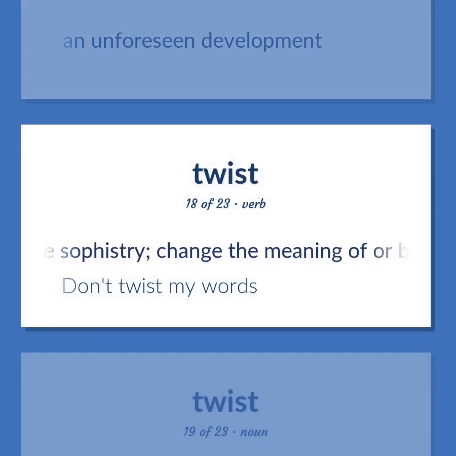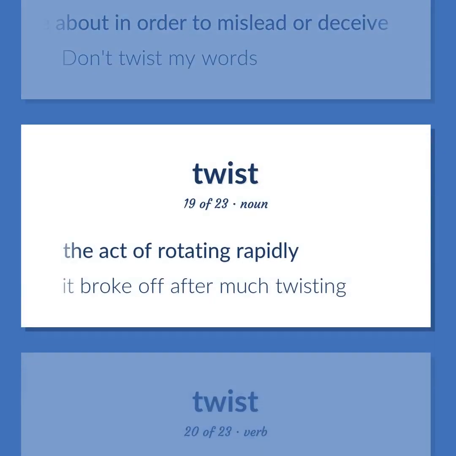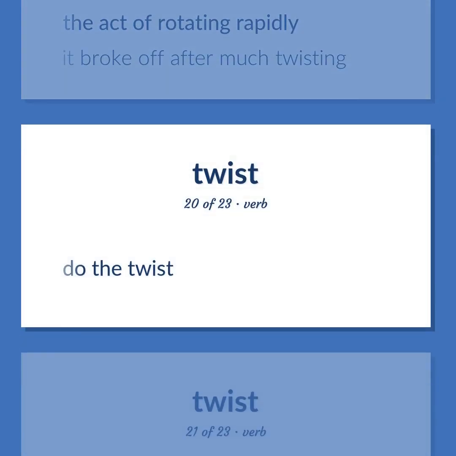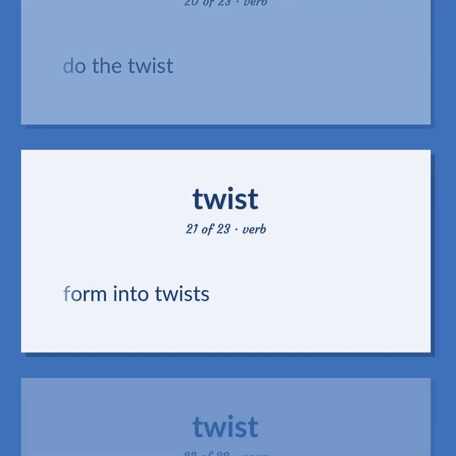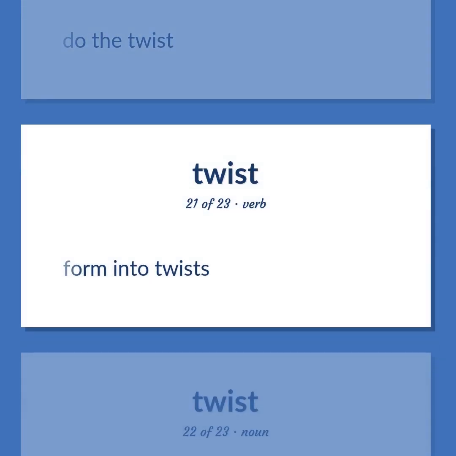Practice sophistry. Change the meaning of or be vague about in order to mislead or deceive. Don't twist my words. The act of rotating rapidly. It broke off after much twisting. Do the twist. Form into twists.